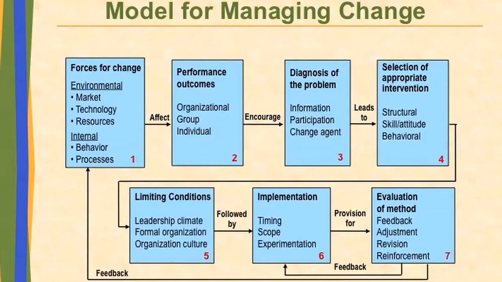The 7-step model that is talked about in your book has to do with focusing on the change, looking at the kind of performance outcomes that you're looking to move towards, how you diagnose problems that might impede that change, and how you might select different types of interventions to help promote that change, where you have the unfreezing of the learned behavior.